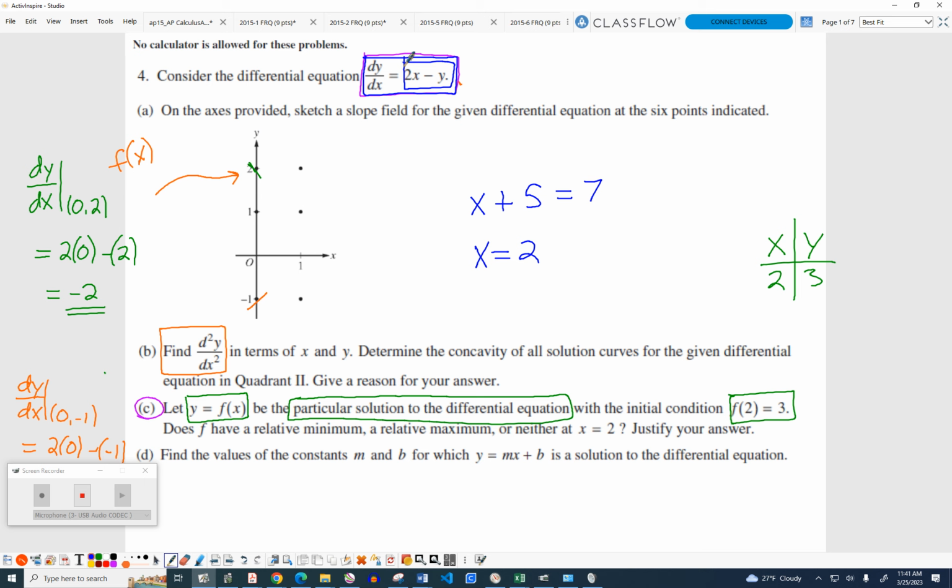Let's try something else. So in C, is the differential equation y equals f of x? No, the differential equation is right here. We're still over here. Yeah, because it's still problem 4. Oh, okay. It's all on the same page.